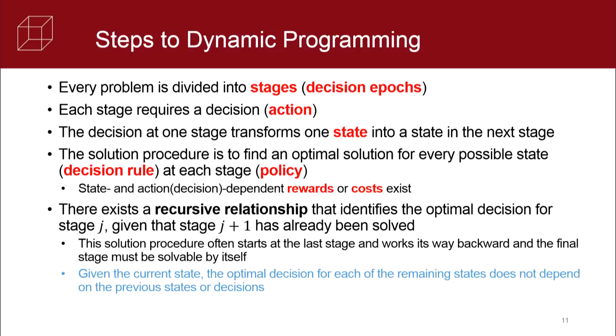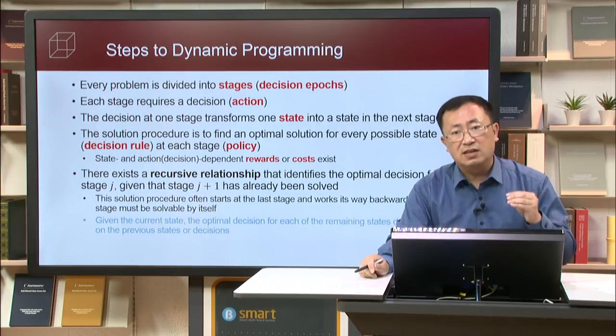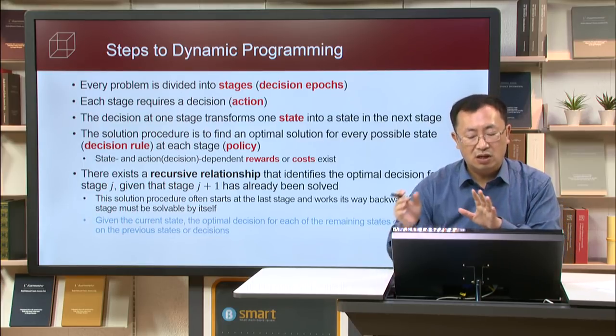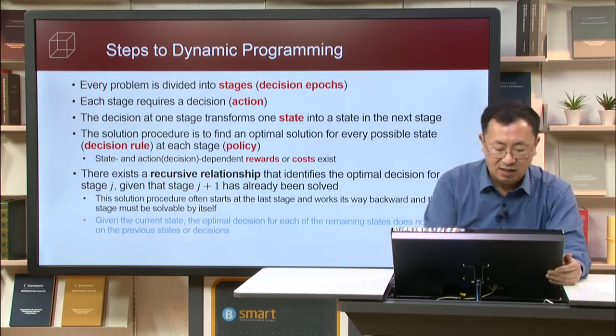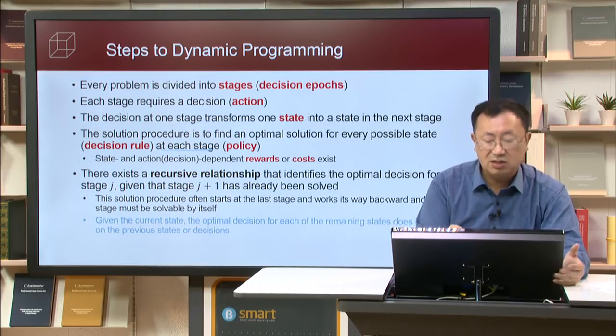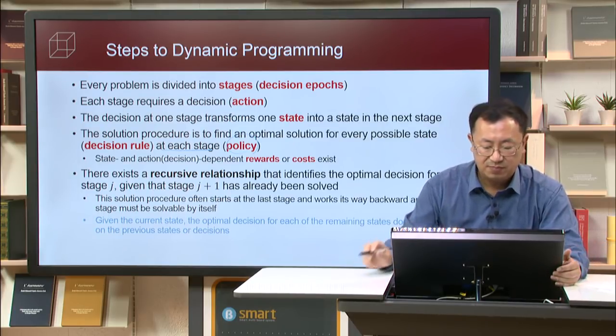So the solution procedure is to find the optimal solution for every possible state. That is called the decision rule. So you need to find out the decision rule for every possible state. That means you need to make the decision for every state, right? And then you need to find out the decision rule for every stage. So the collection of the decision rules is called the policy, right?